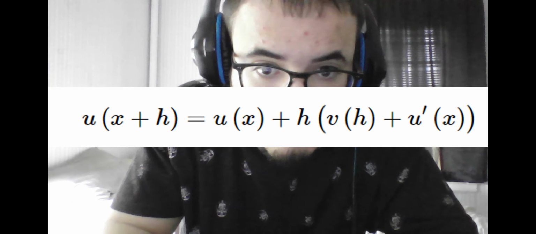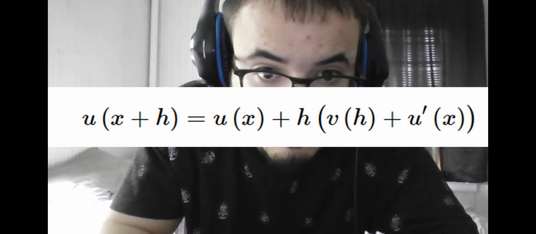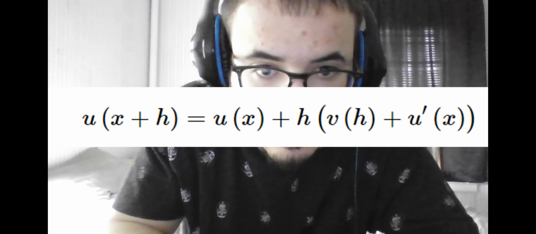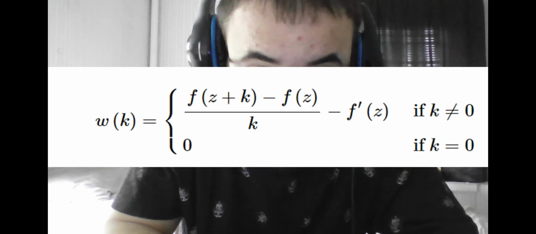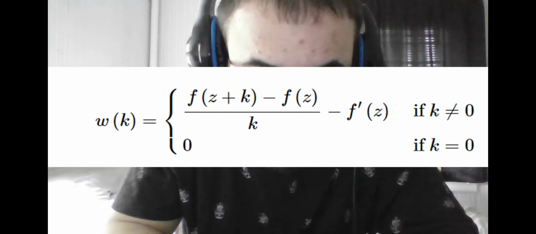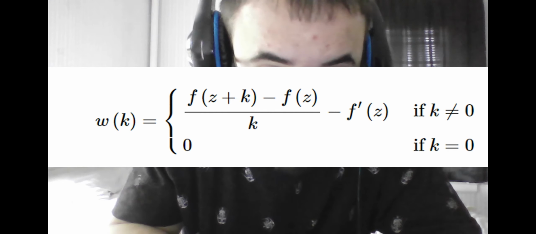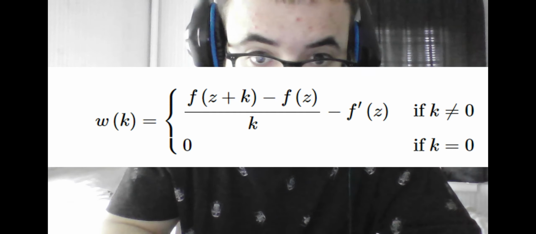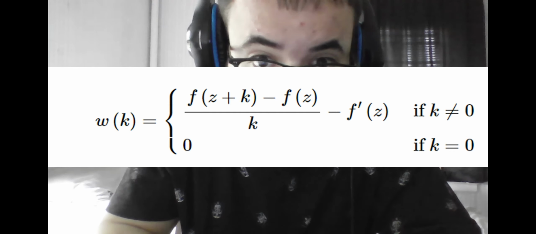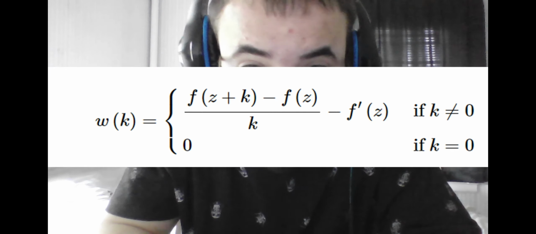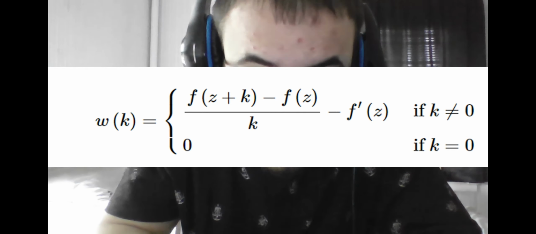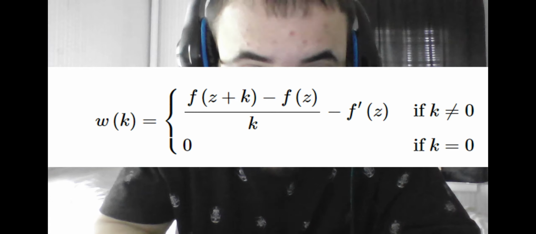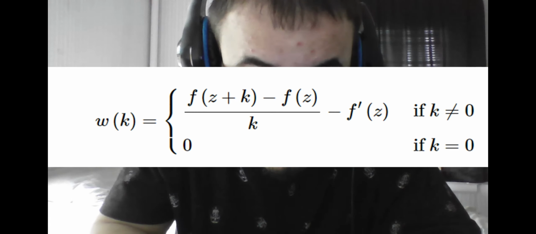We next do this again, defining a third function w of k as the limit as k approaches 0 of function of z plus k minus function of z all over k, minus itself if k is not 0, and literally 0 if k is 0. We see also, like above, that function of z plus k equals function of z individually plus k times w of k plus derivative of function of z.